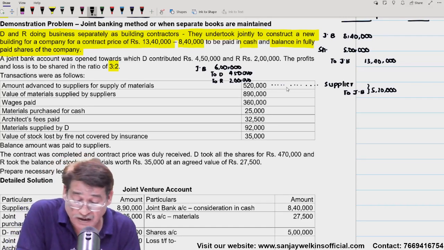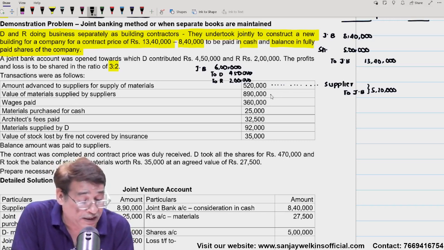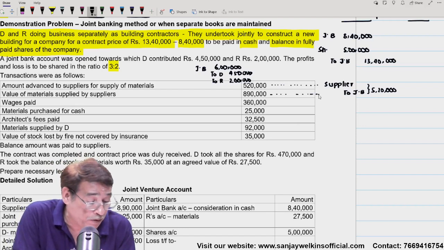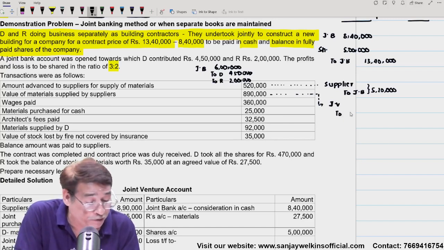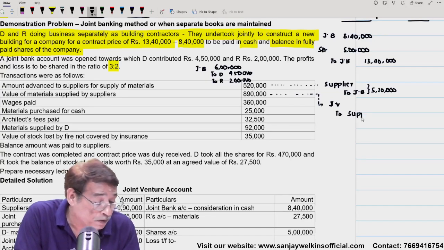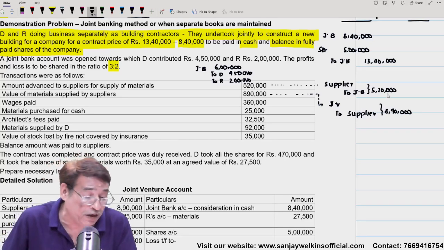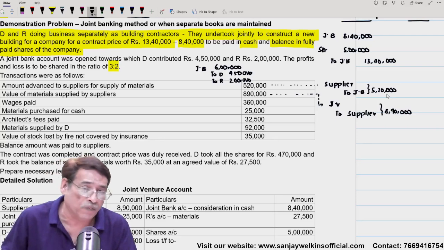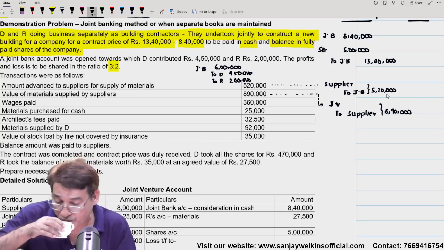Then value of material supplied by supplier. Now supplier has given you material worth rupees 8,90,000. The entry for this part will be joint venture account, because all the expenses, material is an expense, all the expenses will be debited to joint venture, to supplier account. So supplier has supplied you 8,90,000 worth of material. That means you have given him a cash of 520 as advance, but he has given you 8,90,000 worth of material. That means you are still supposed to pay him some more amount.